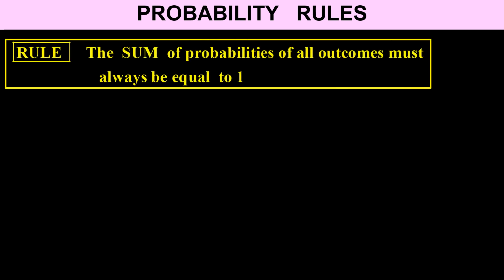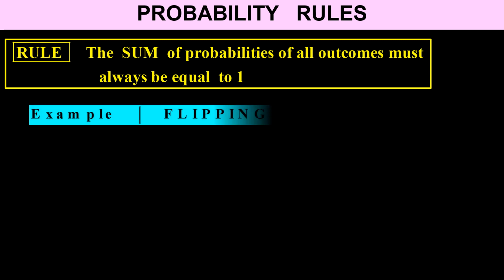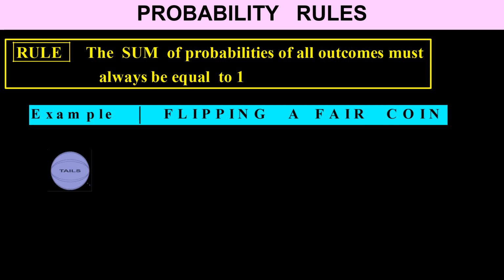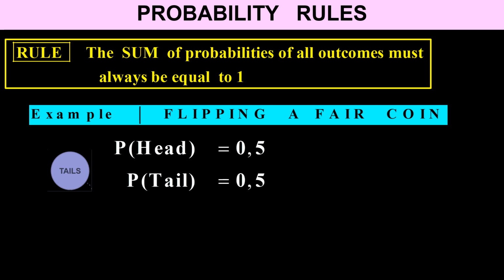Now we're going to do an example to illustrate that the sum of probabilities of all outcomes must always be equal to 1. Let's take the example of flipping a fair coin. So if we have a coin, it can either land heads or tails. So the probability of getting a head would be 1 over 2, which is 0,5. Probability of getting a tail, which is 0,5. Those are the only outcomes. So if we take the sum of those outcomes, we get a total of 1.